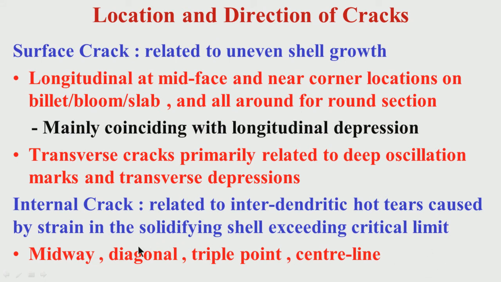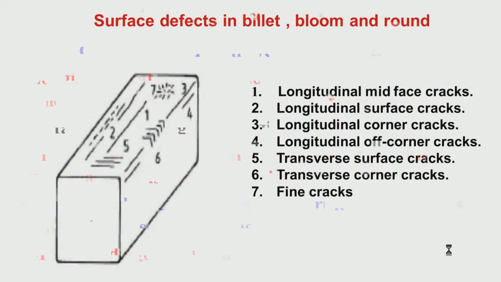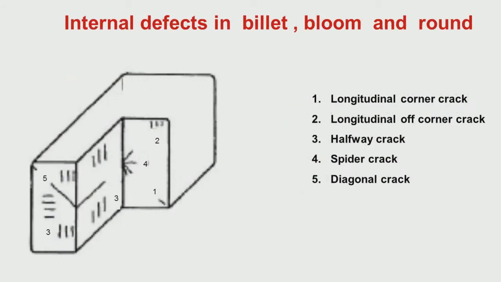which may form at different regions, midway, diagonal, as I have shown here. It can form at the central region, at the diagonal, at the triple point, it can form at different locations off corner, it can form at corner. These are weak areas. So, there is a possibility of formation of those internal cracks because of hot spot formation, because of tear in the interdendritic region, which is relatively poor in strength.